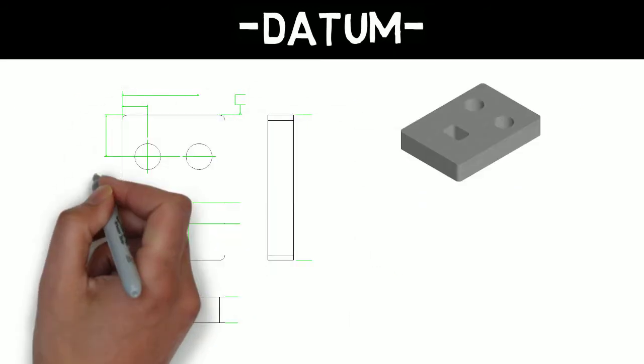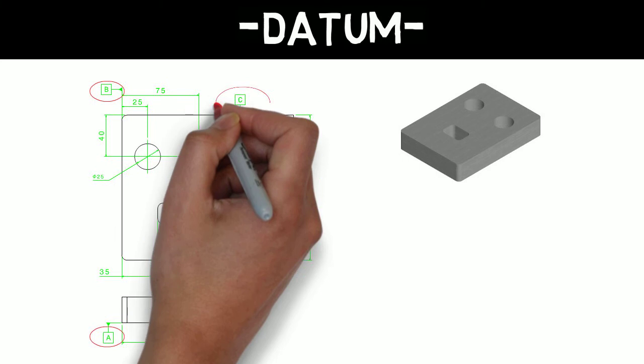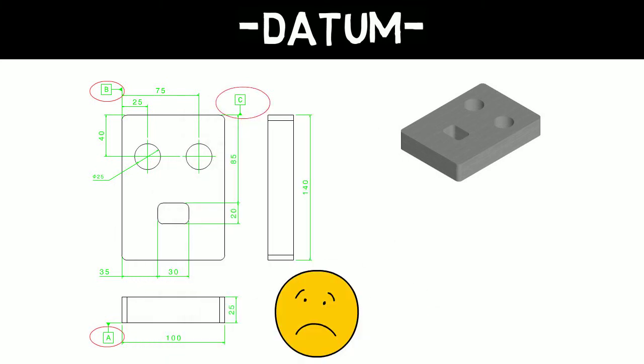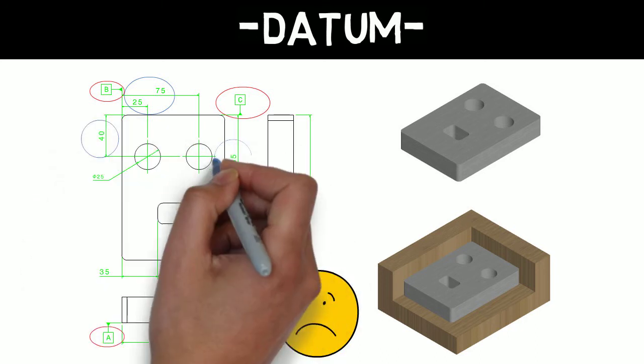These are the views. Here we have shown datum A, datum B and datum C. So what does it mean? While checking this part, it will be rested over the fixture like this. And here you can see its datums are rested on the fixture so that we can measure all the dimensions. Also, here you can observe in the drawing that we have given almost all the dimensions from datums. Here you can see these dimensions are given from datum A, these are given from datum B, and these dimensions are given from datum C.